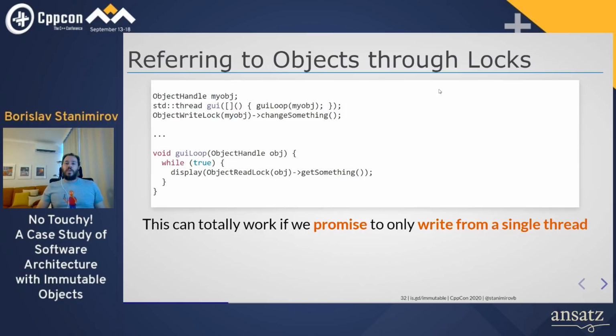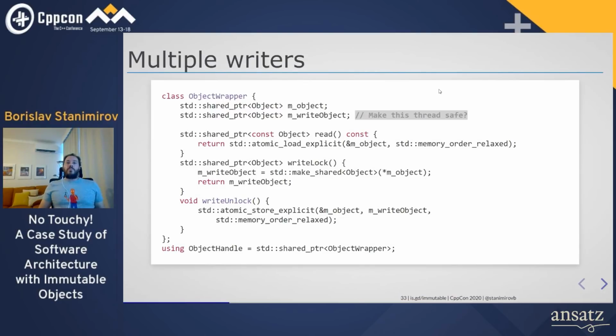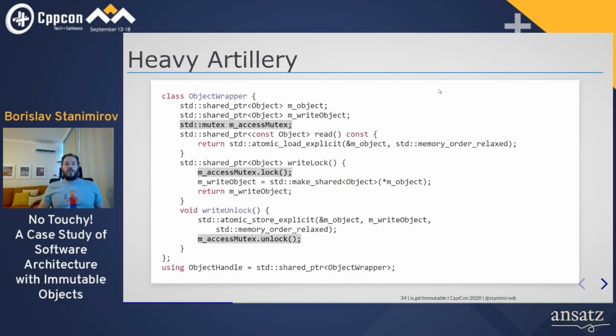And this can totally work, right? If we promise to write from a single thread. So what if we want to write from multiple threads? We can think about making the write object thread safe, but in this case we will lose the idea that writers won't have to wait on each other, and then there will be no notion of the correct object, of the real object. So this is an appropriate place to bring up the heavy artillery and add an access mutex. When we write lock, we lock the mutex, and when we write unlock, we unlock the mutex, and writes are synchronized and happen in a certain order.